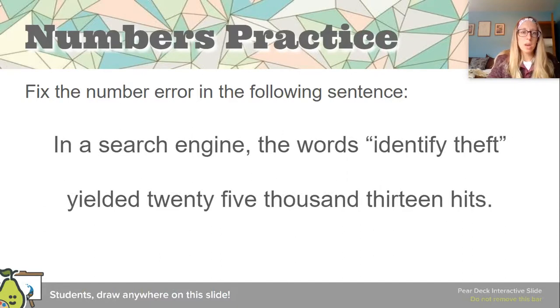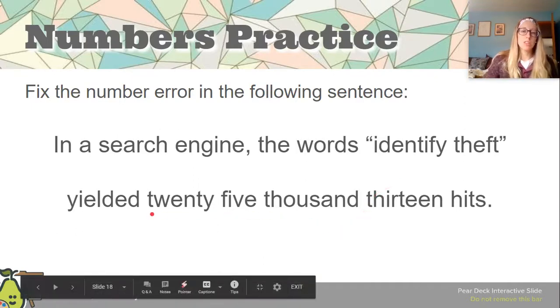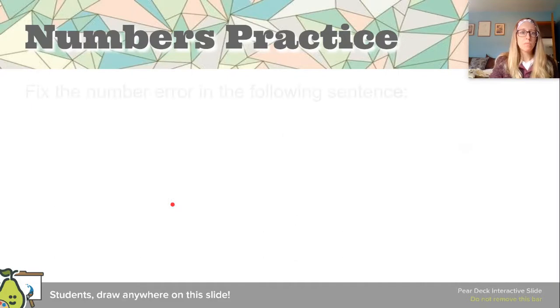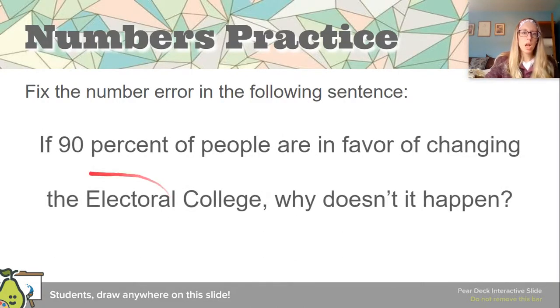You're trying to find the number error and fix it, and a lot of these only have 1 number error, so it's pretty easy to figure out. So this one, 25,013 hits. You would want to do numerals for 25,013, since it's more than 2 words to that number. This one, here's an example of that percent that I talked about. Since the word percent is written out, you want to make sure that you write out the word 90. It shouldn't be the numeral, it should be the word 90.